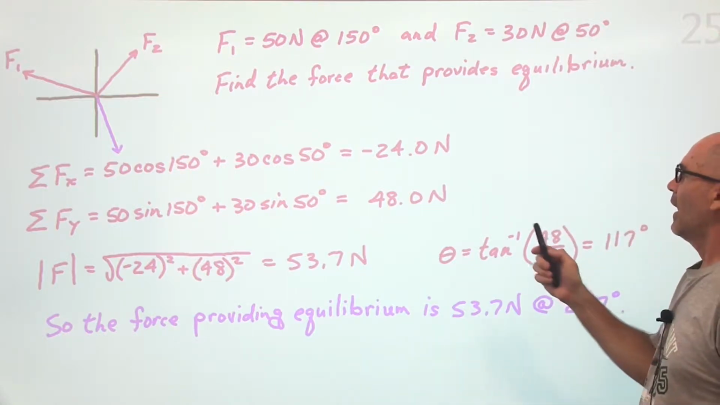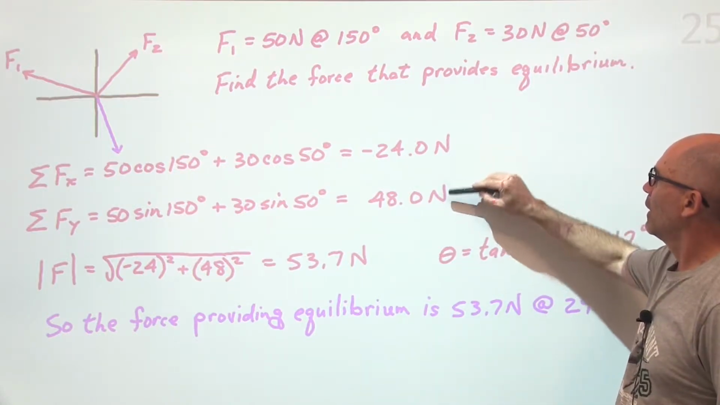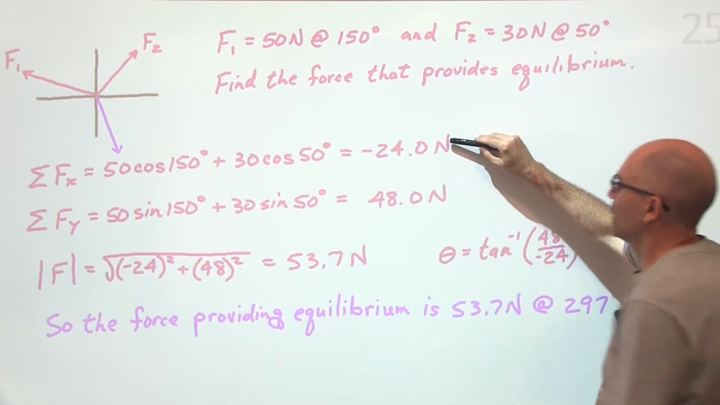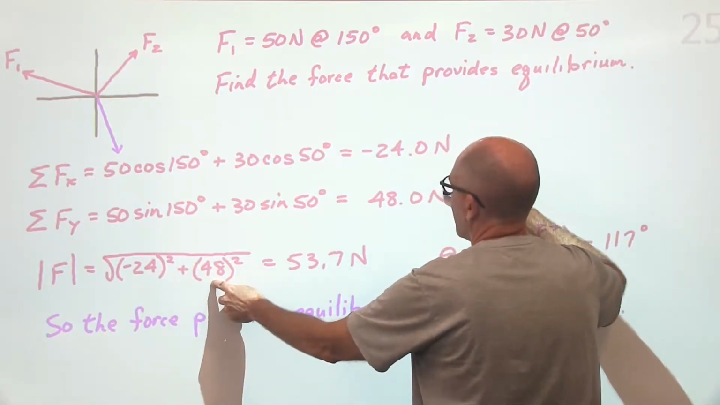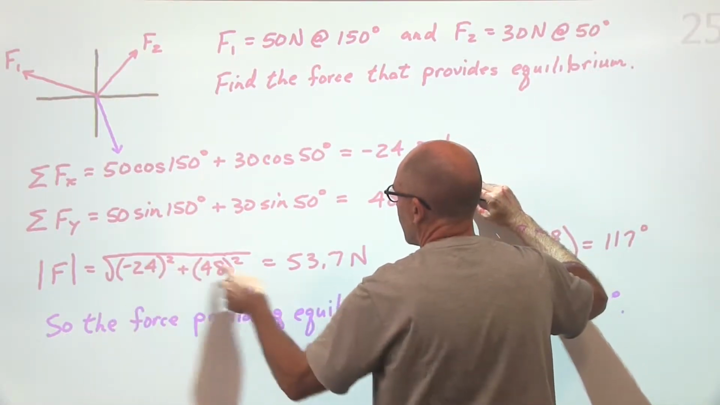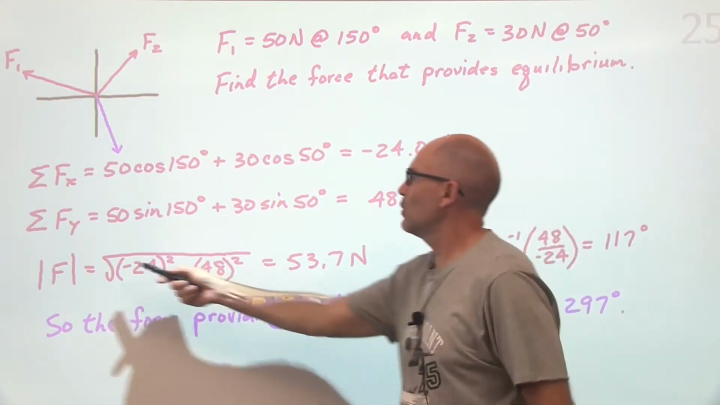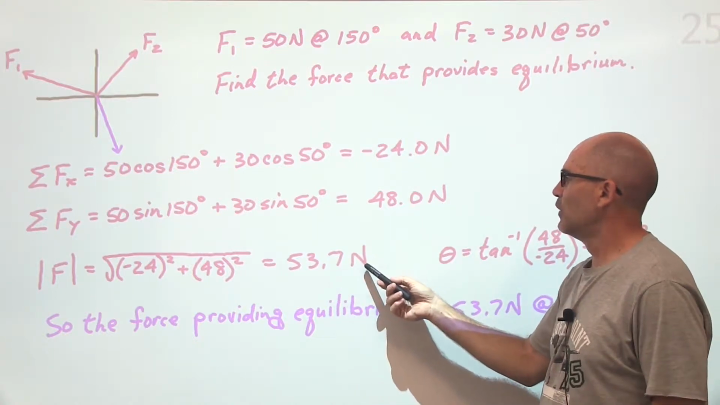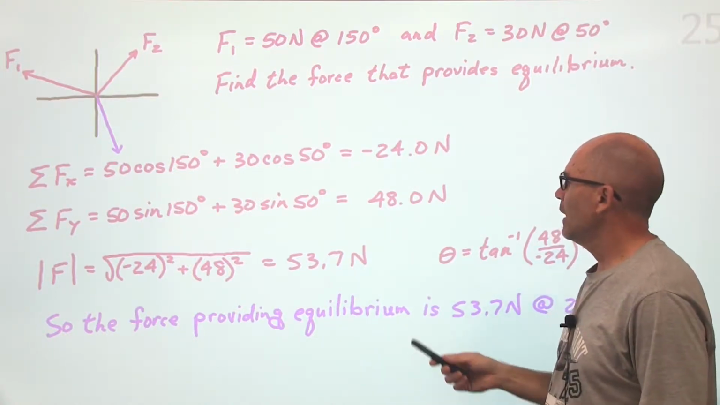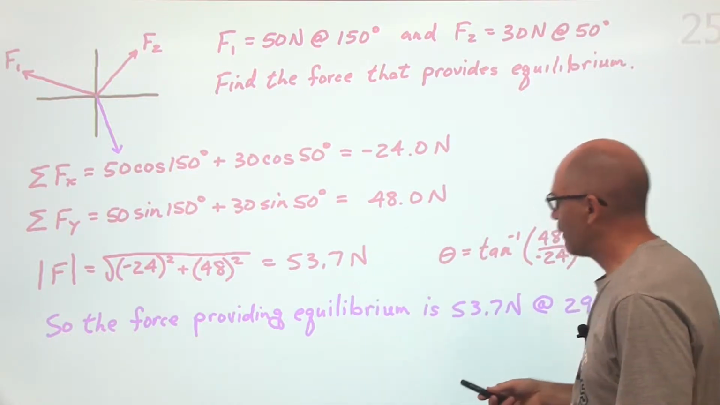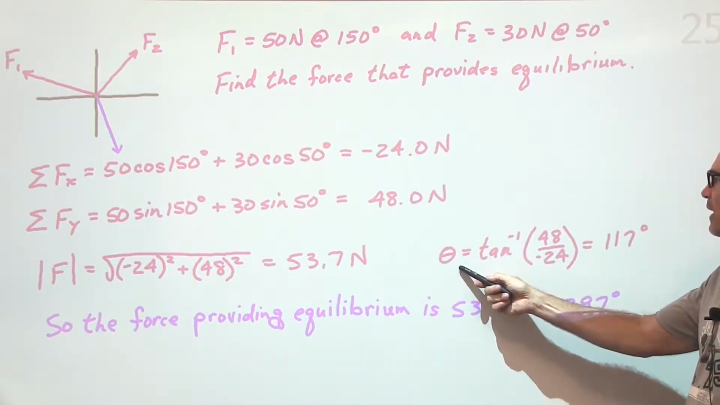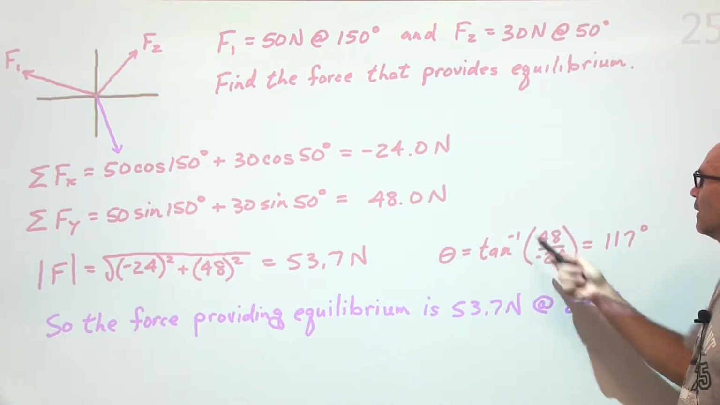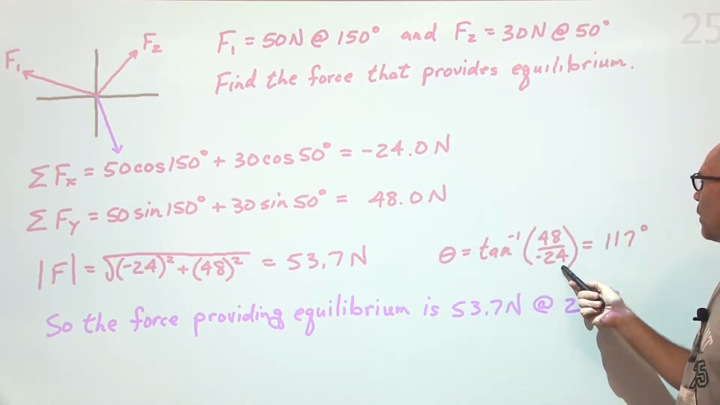So the magnitude of this force, I take my x and I square it. I take my y and I square it. I add them, take square root of the whole thing. That gives me the magnitude of the entire force. So that's going to be 53.7 newtons. And now I need the direction of that force. Well, the direction is going to be the inverse tangent of y over x, 48 over negative 24.